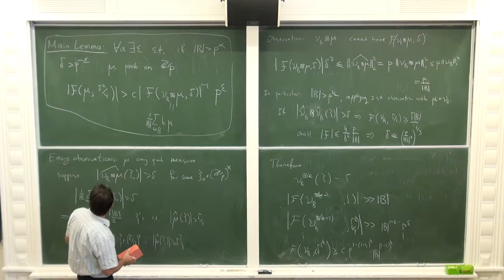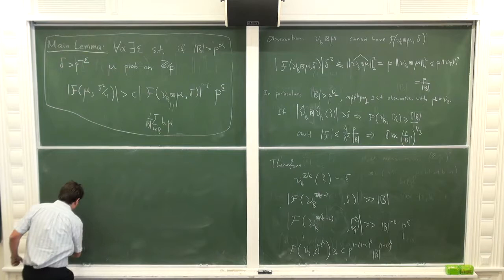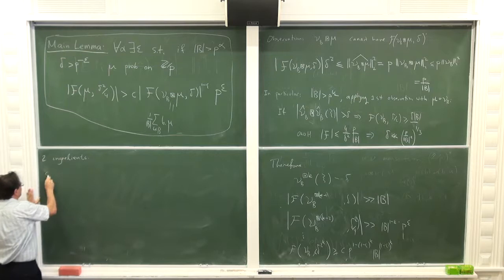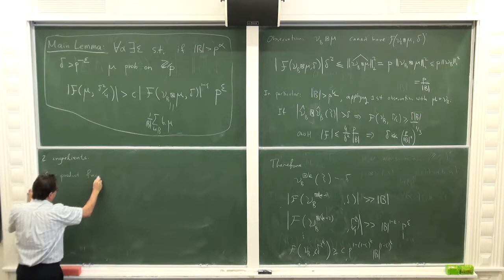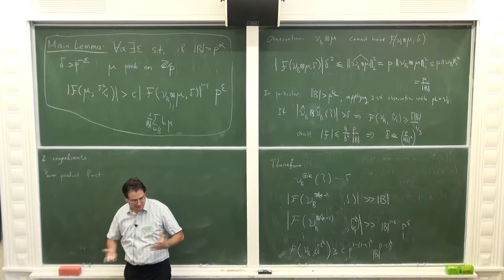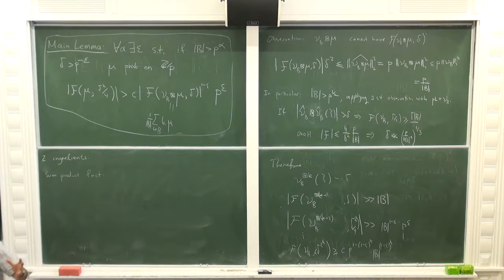So how do you prove this main lemma? That's somehow the key. Inside the proof of the main lemma, there's sort of two ingredients. One is some kind of sum product fact. It's relatively simple, so there's various ways of expressing the fact that in the ring of the integers modulo p, it's hard to get a set which is simultaneously stable under addition and under multiplication.